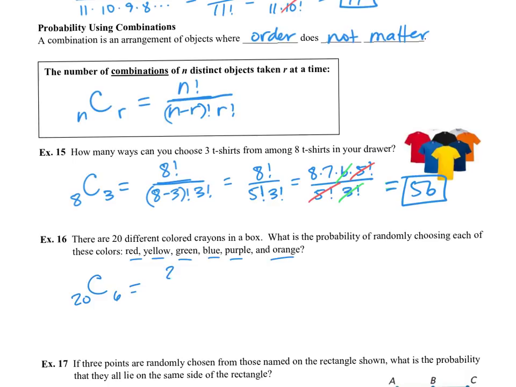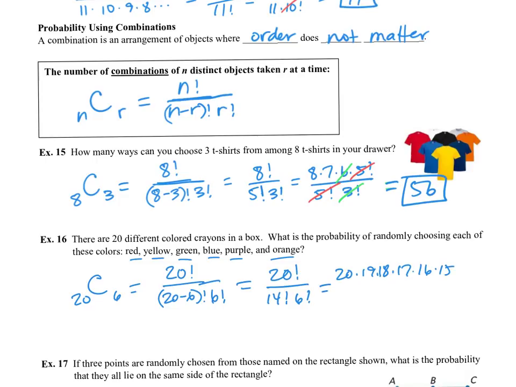So using our formula, that would be 20 factorial over 20 minus 6 factorial times 6 factorial. Or if I simplify a little bit, that would be 20 factorial over 14 factorial times 6 factorial. Or that would be, let's see, 20 times 19 times 18 times 17 times 16 times 15 times 14 factorial, all over 14 factorial times 6 factorial.